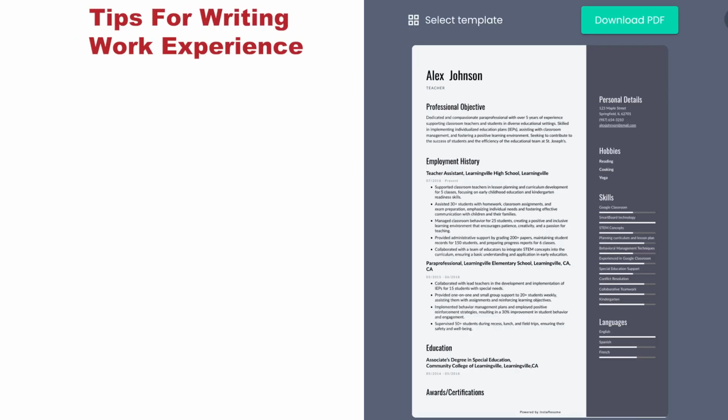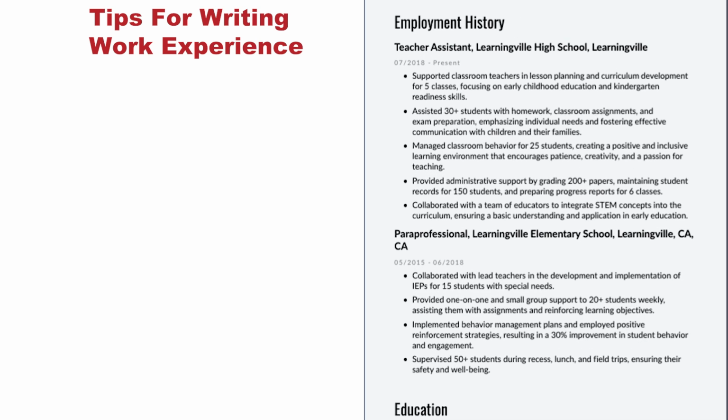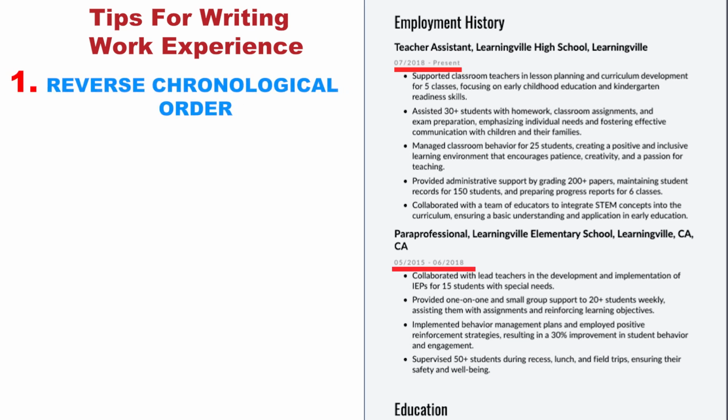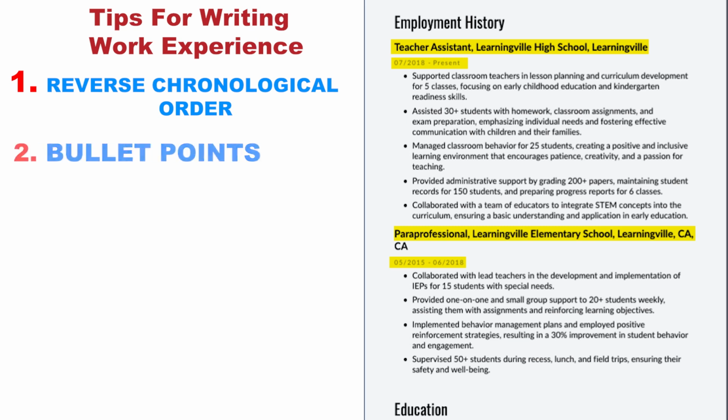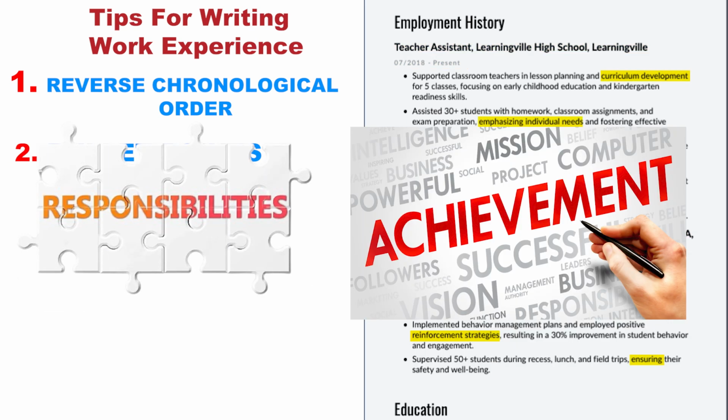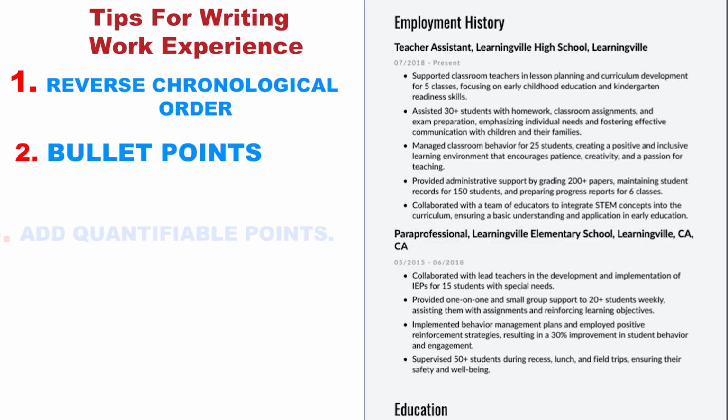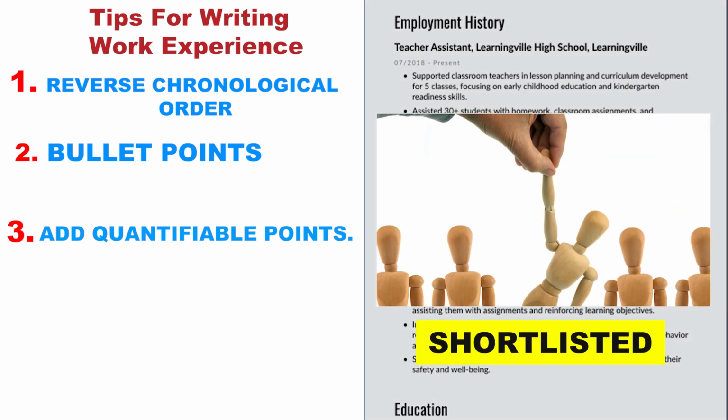Now let's deep dive into the next very important section of a teacher resume, which is the work experience section. Here you need to list all your previous jobs in reverse chronological order. For each position, include the job title, the school name and location, and dates of your employment. Make sure to write your work experience in bullet points, as bullet points describe your responsibilities and achievements effectively. Last but not the least, try to focus on quantifiable results and specific accomplishments, as it helps the recruiter to shortlist your resume better.